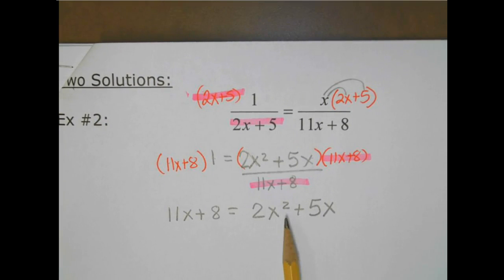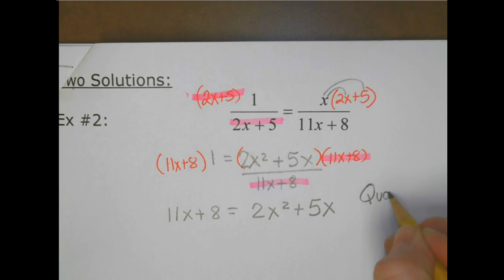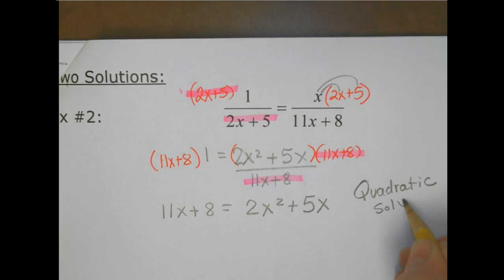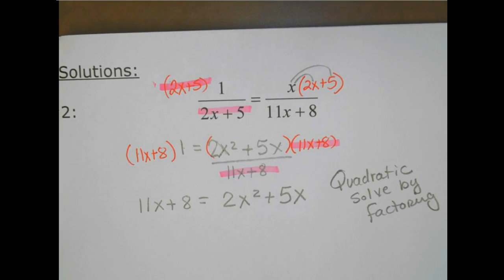In this step right here, what do you see right there? X is squared. Right there in this step, x is squared. Did we have any x squareds in our previous examples and problems? No. This is going to be different because x is squared. If x is squared, what do you call it? How do you solve a quadratic? You solve a quadratic by factoring.